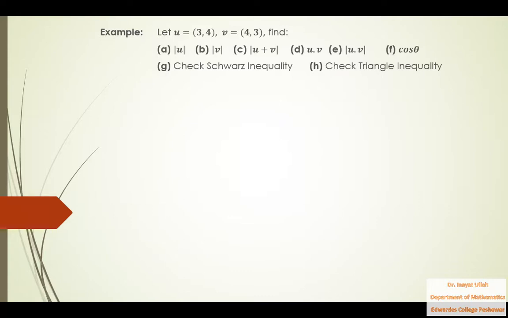And the seventh one is you need to check the Schwarz inequality. And the next one is you need to check the triangle inequality. Sorry, that is not the last one. That was the second last one. This is the second last one, and that is the last one. And the second last, you need to find the unit vector in the direction of u. And the last one is you need to find the unit vector in the direction of v.